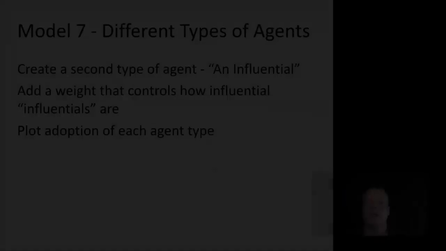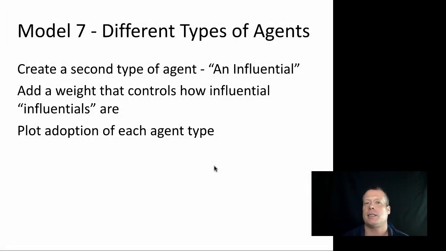So in Model 7, I want you to extend the model again. And this time, I want you to create new types of agents in the model, right? So in the current model, basically all agents are the same in terms of their behavior. They do the same things. But what I want you to do in Model 7 is to create a new type of agent called an influential, right? Now there's a standard view that there are influentials and imitators when it comes to diffusion, especially innovation diffusion. And so what we're doing is adding in this influential notion, right?